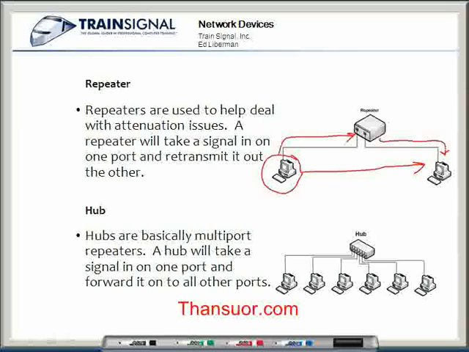Now, a hub is basically a multi-port repeater. The hub will take a signal in on one port and forward it on to all other ports. Once again, a hub functions at layer 1, or the physical layer of the OSI model, because all it's going to do is take a signal that has been transmitted to it by one computer and then repeat that signal out to all other computers that are connected to it. Again, no real sophistication to it. It hears something and it retransmits it or repeats it.